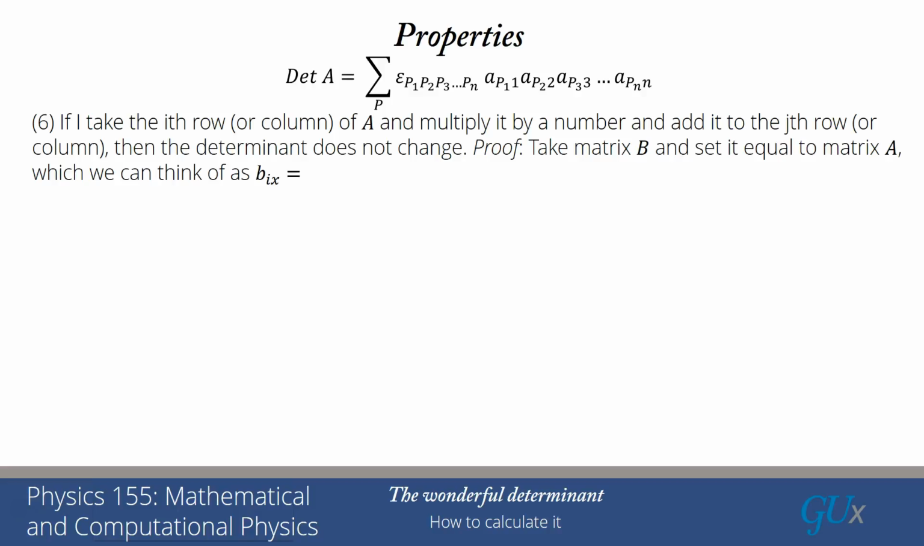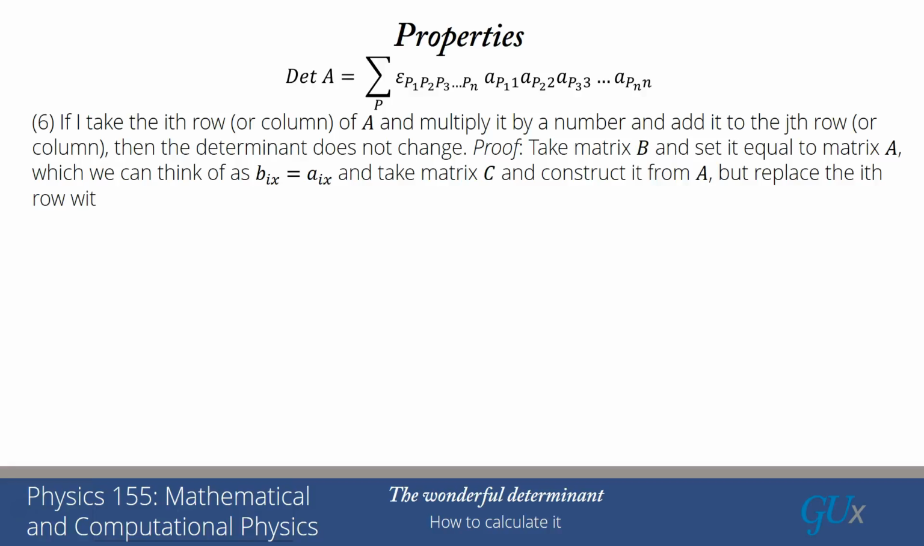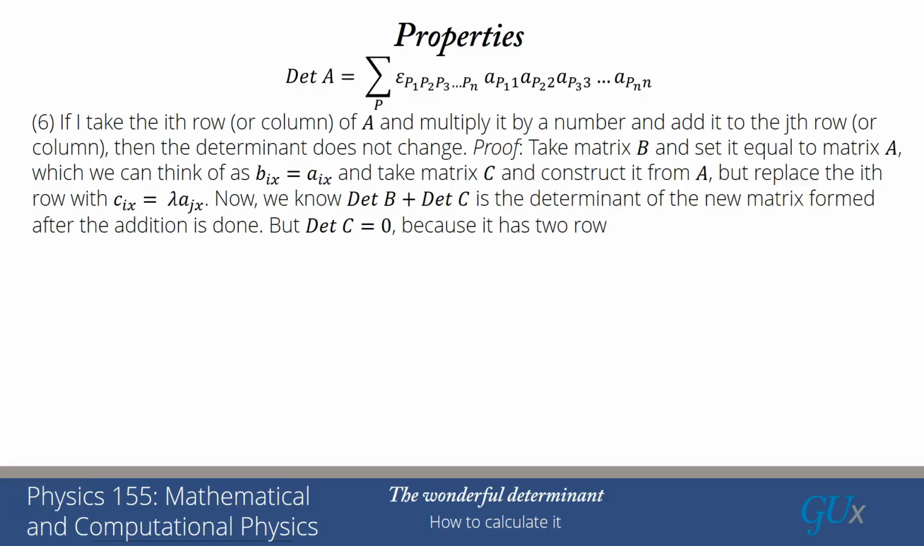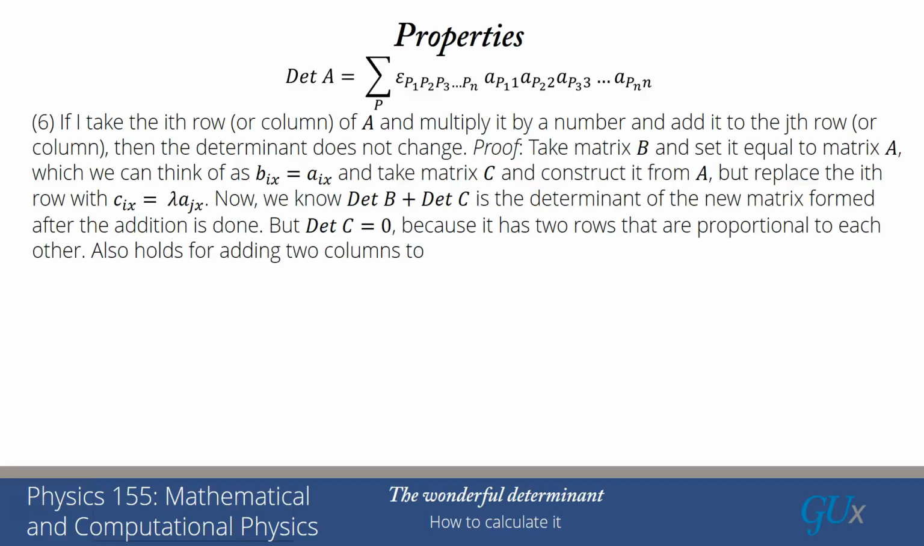Well, let's take the matrix B and set it equal to matrix A, and we can think of that as picking the column vector B to be the column vector A. And let's take matrix C and construct it from A, but replace the ith row of the matrix A with the vector C_i that we're going to choose to be lambda times the jth row of A.